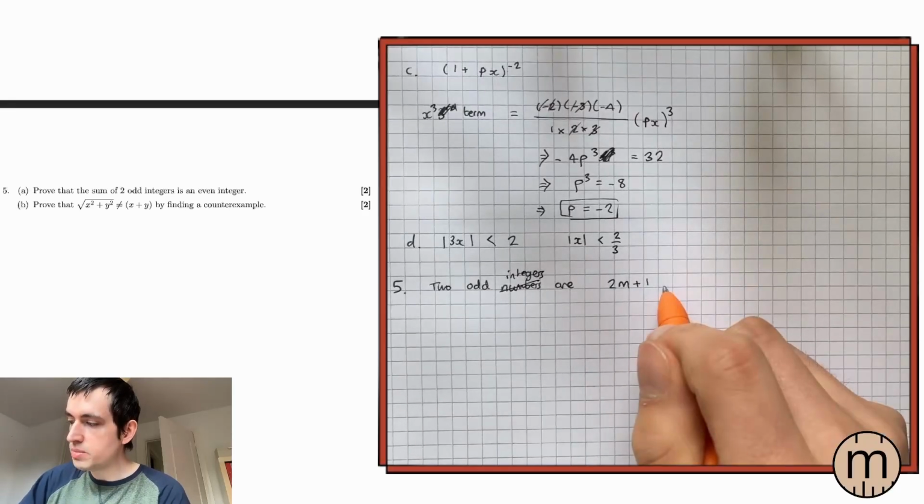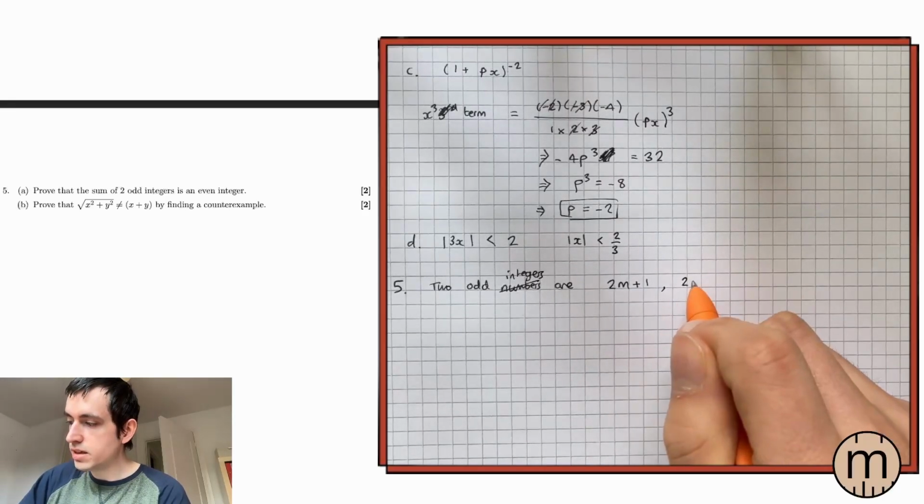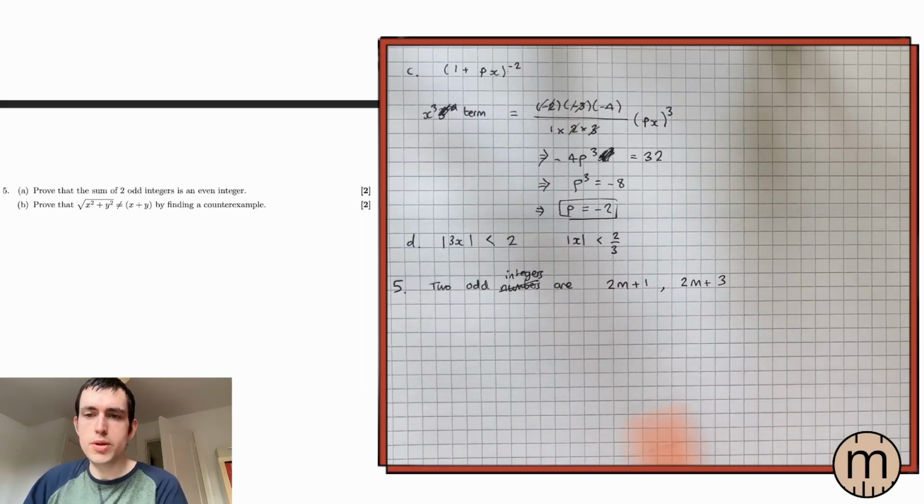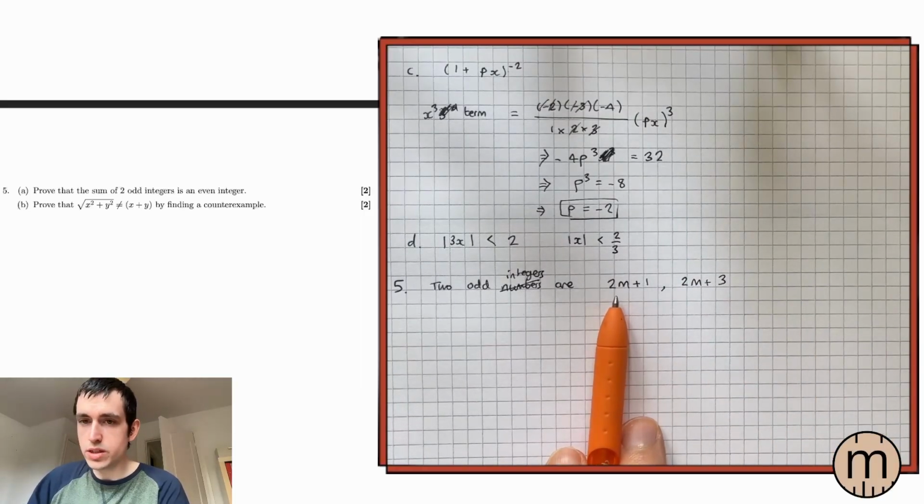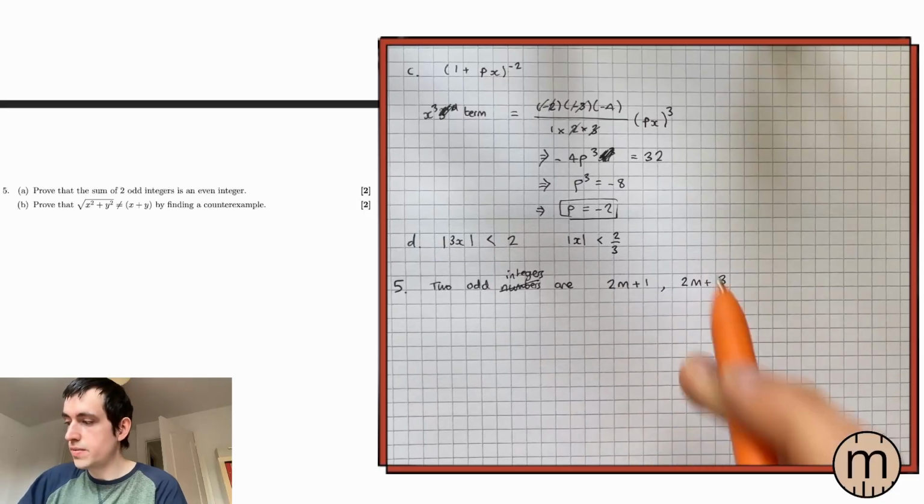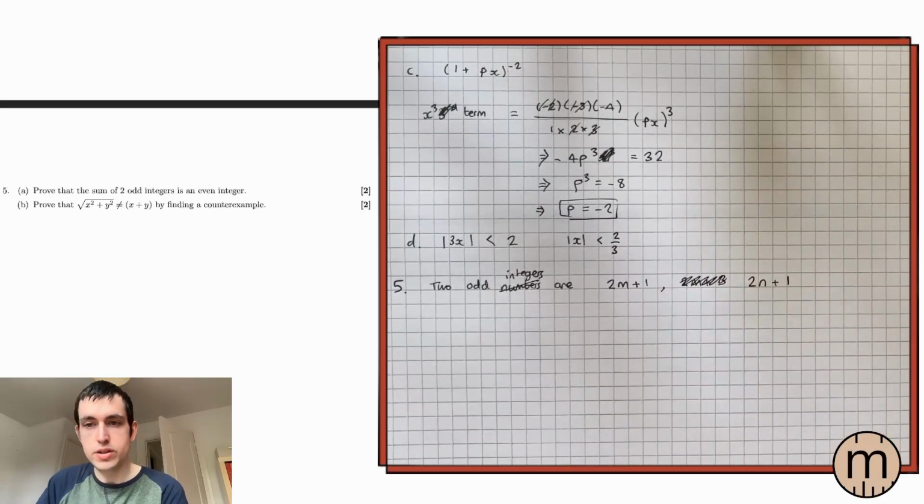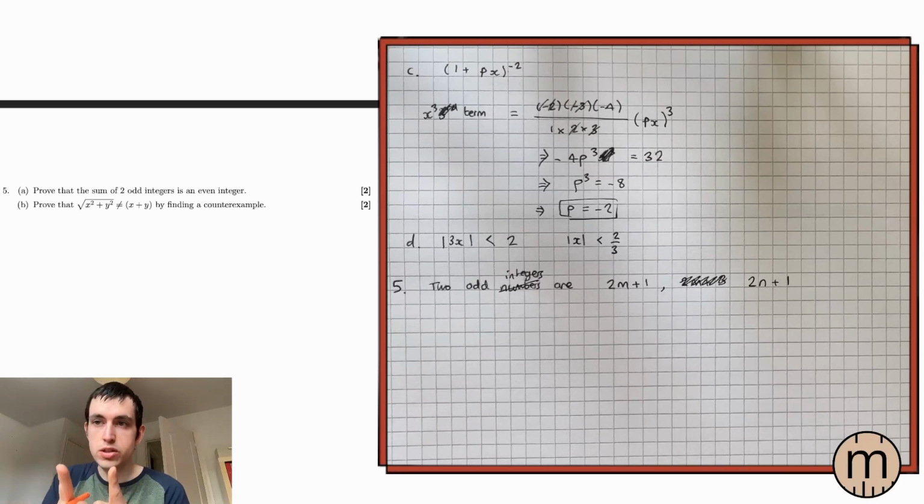The most common mistake I see here is writing, for example, 2m plus 3. These are not 2 arbitrary odd integers. It's 1 odd integer and then the one that follows after it. You have to write this as a completely different odd integer. Otherwise, all you're proving is that if you've got 2 odd integers next to each other, then it's even when you add them.